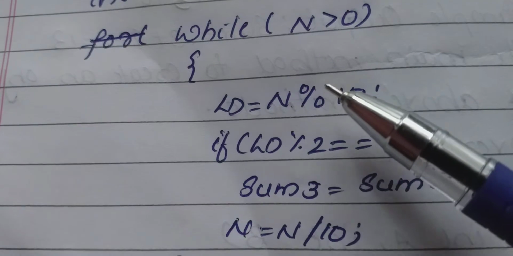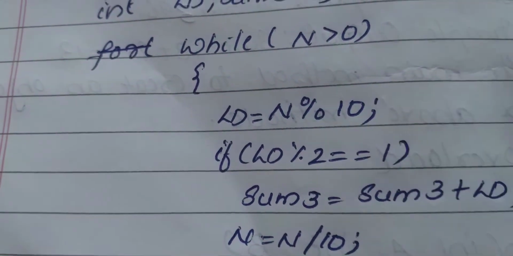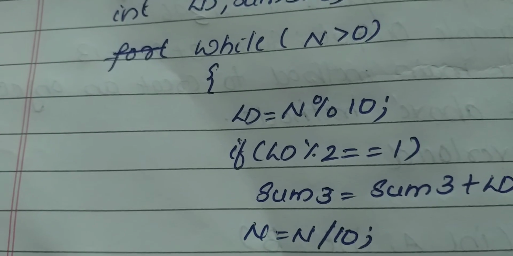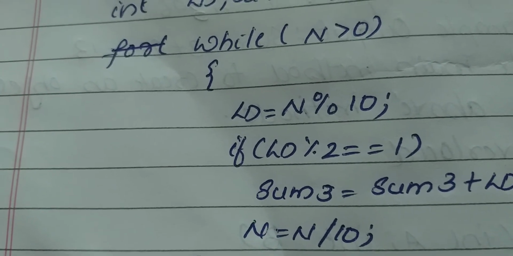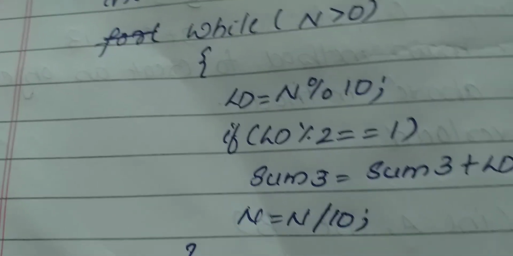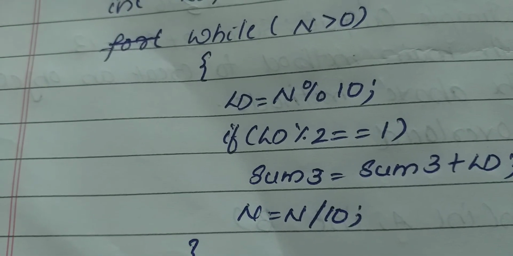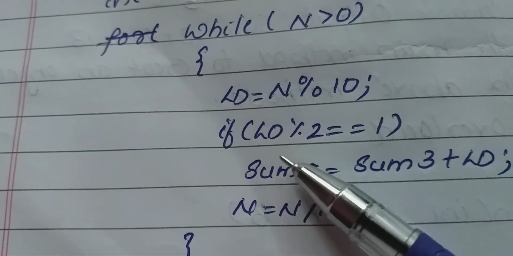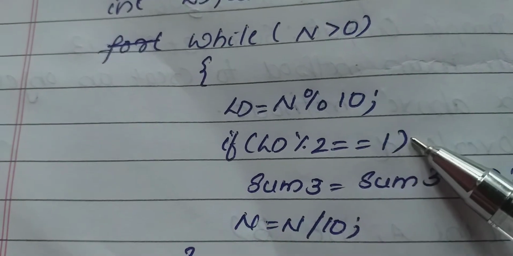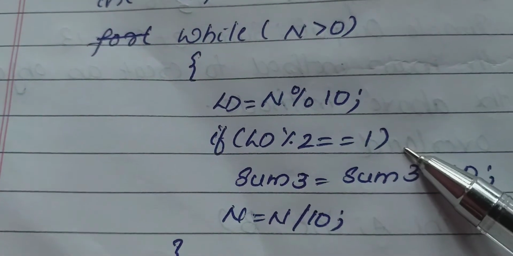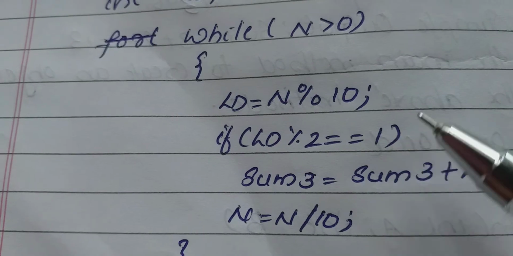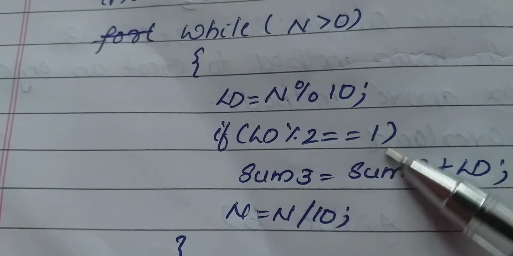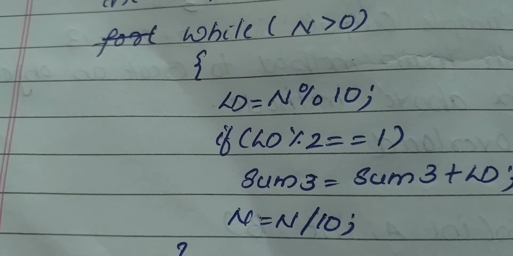And our purpose is to check whether the number is odd. We want only the odd numbers, isn't it? And we want to check whether the extracted digit in LD is an odd number. So what is the condition to be checked? For that we are using an if condition: if LD mod 2 is equal to, that is double equal to, 1. That is the condition to be checked for whether the given number is odd. Sorry, for even we have to give 0. For odd, we have to give 1.